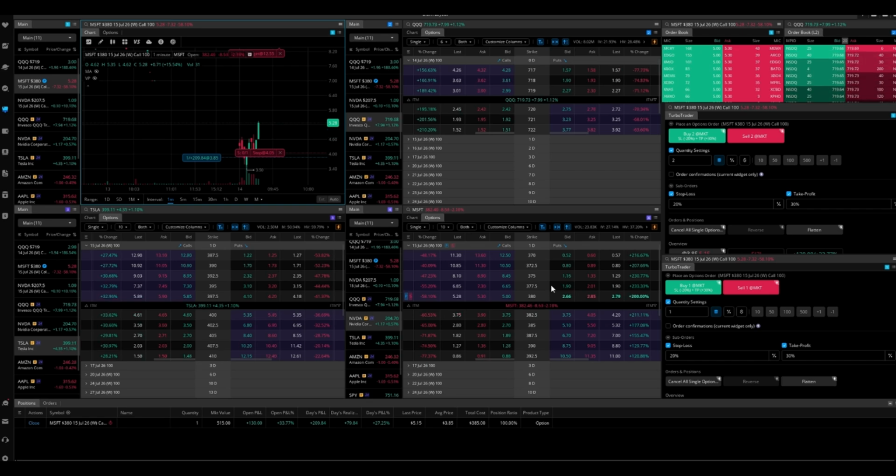So from here, I went break even, closed one contract, and now I'm just letting it ride. That process of cancel all single options, sell one market, and then re-add the stop loss and TP is very important, and you have to be able to do it quickly. So this is why I wanted to show you guys how I use the Turbo Trader and actually enter positions when I'm trading.